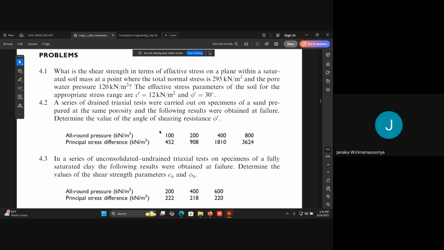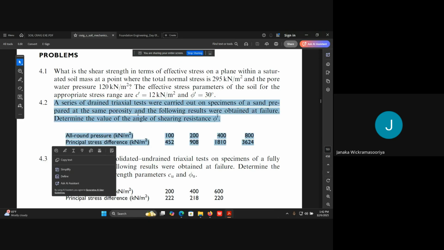So shall we try this one, because I want to show you how you can draw the Mohr circles. I think, did I show you yesterday? Sorry, it was not yesterday. But okay, shall we move to the next question?